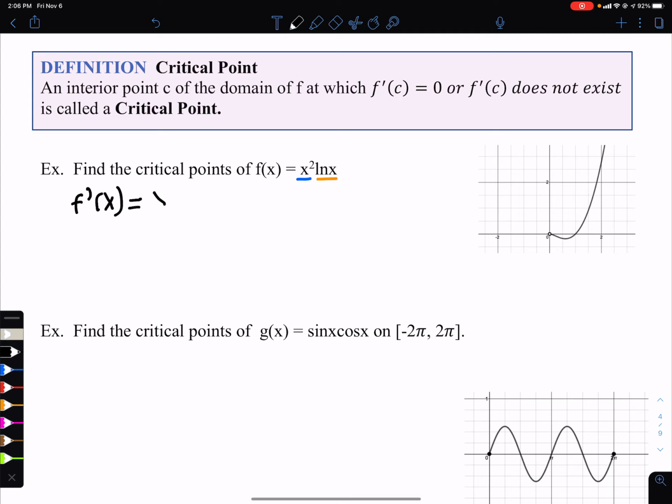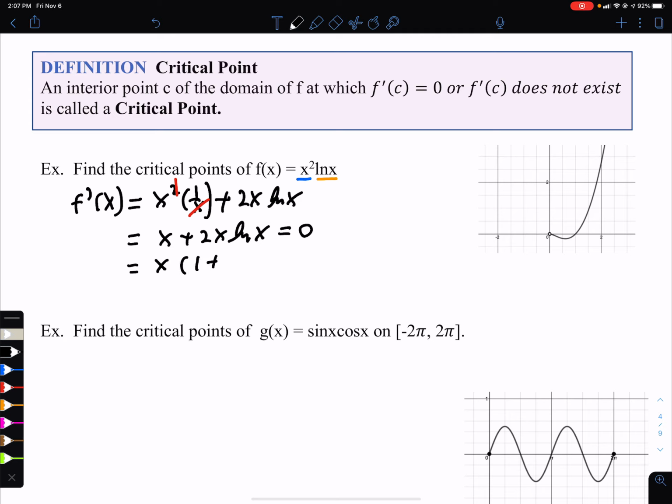So product rule: you leave the first alone, take the derivative of the second, then you take the derivative of the first and you leave the second alone. So here I have my derivative. One of those cancels with one of those, and I get x plus 2x ln of x. Well, I want to know when this is 0 or when it's undefined. So what I'm going to do is factor out an x. I get 1 plus 2 ln of x.